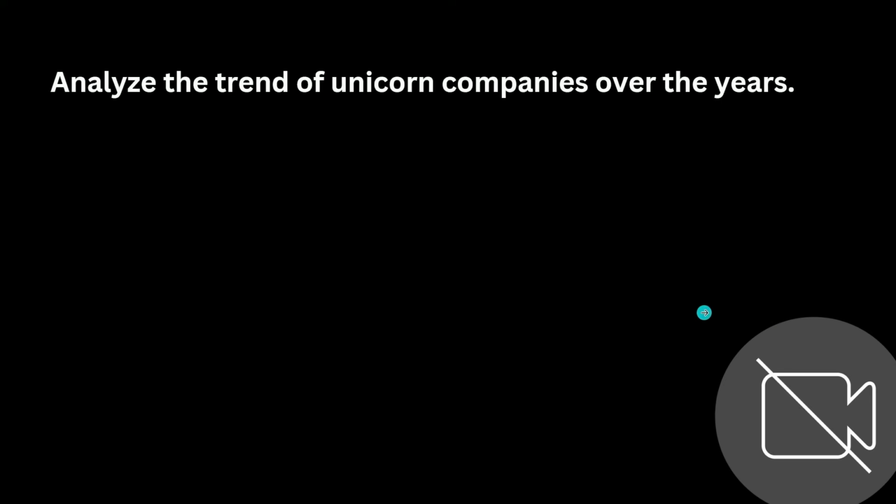Second assignment. Analyze the trend of unicorn companies over the years. Based on the area chart, conduct a trend analysis of unicorn companies' growth and identify the key drivers of growth. Additionally, explore the reason for the sharp increase in the number of unicorns in 2021.